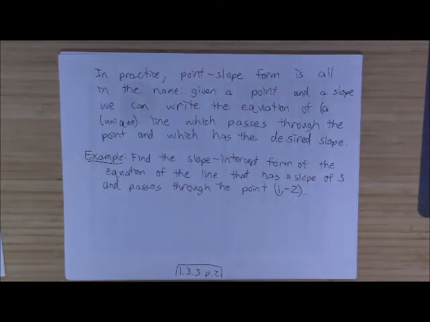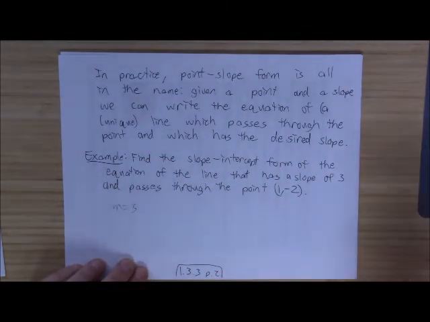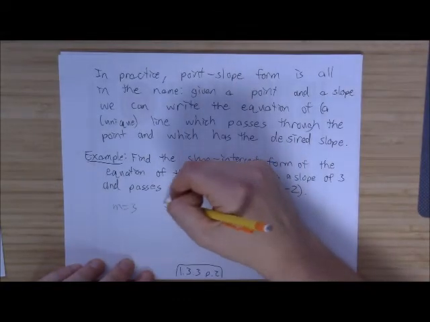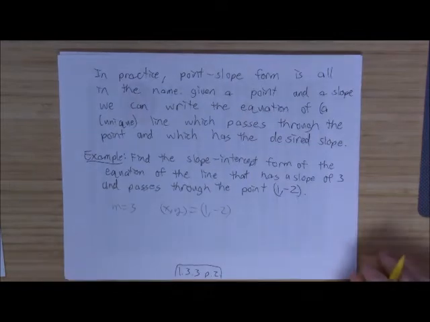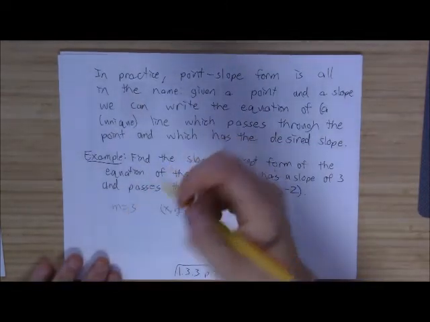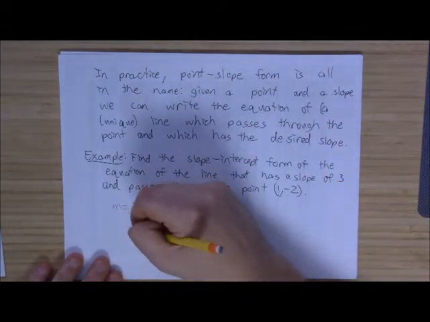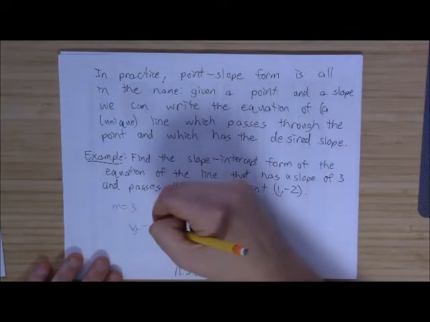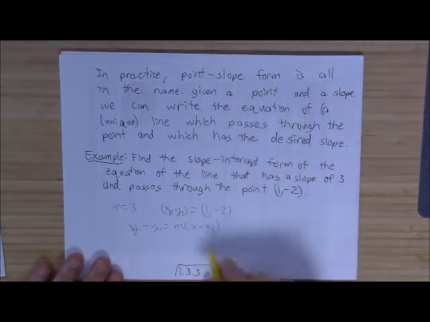For example, let's try to find the slope-intercept form of the equation of the line that has a slope of 3 and passes through the point (x, y) equals (1, -2). Well, this is very straightforward. This is going to be my (x1, y1), and we know y minus y1 equals m times x minus x1. That's point-slope form.